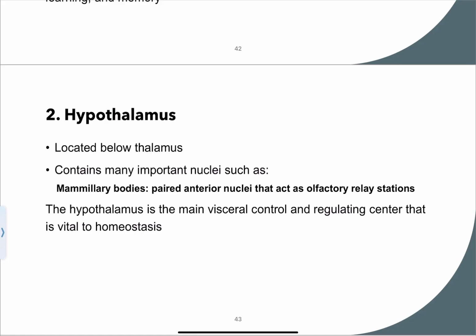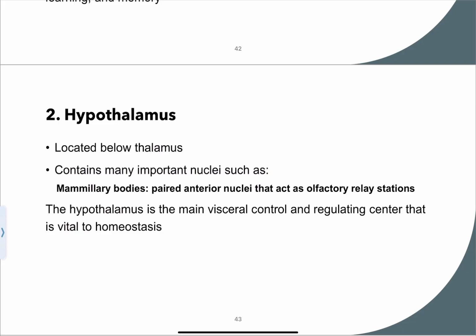Okay, hypothalamus, named for its position, which is below the thalamus. It's going to contain some really important nuclei, and these nuclei have a specific name, called mammillary bodies. And the purpose of these bodies within the hypothalamus is to act as olfactory relay stations.